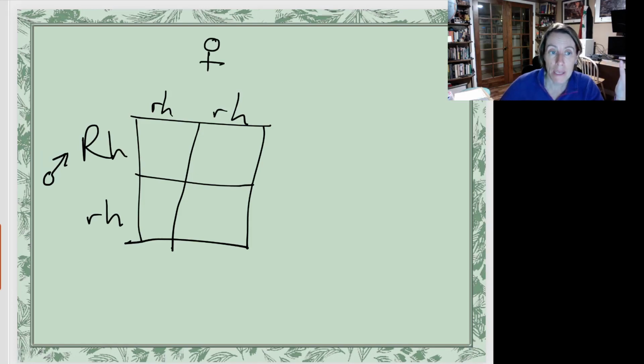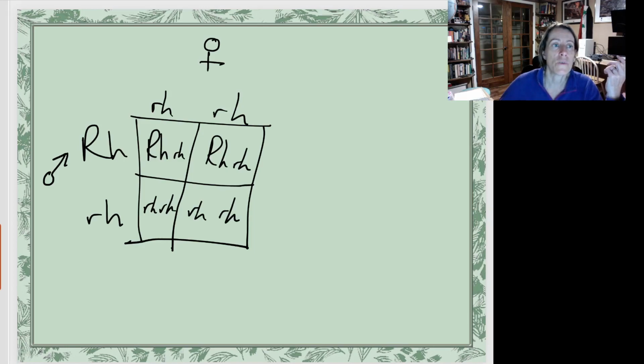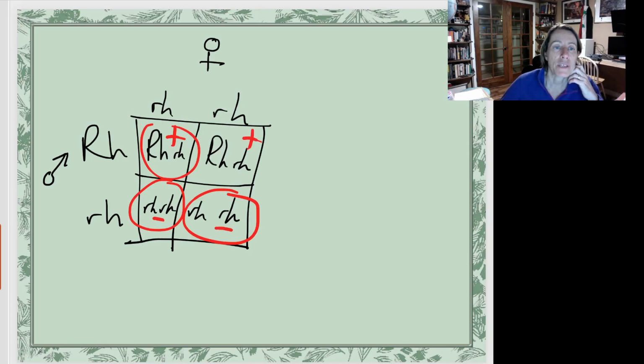Now, the baby could be big RH, little RH. This one's going to be big RH, little RH. This one's going to be little RH, little RH, and this one too. So these two babies would be Rhesus positive, and these two babies would be Rhesus negative. So here's how a Rhesus negative mom could potentially be carrying in her womb a Rhesus positive baby if the father was Rhesus positive.